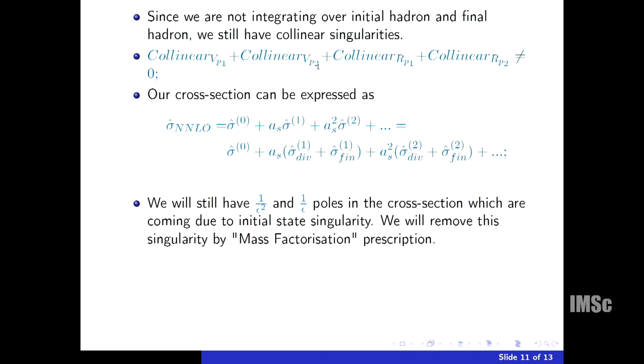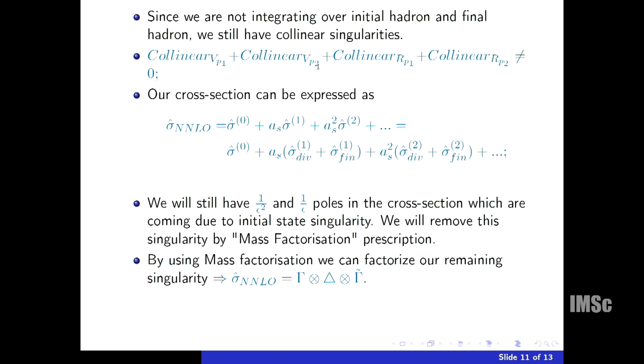Now, to remove the initial state and final state collinear singularities, we use what is called mass factorization. In mass factorization, we take our cross section and factorize it into three parts: gamma, delta, and gamma tilde. Delta is the completely finite part, the cross section that we want. We factorize our cross section into these three things.